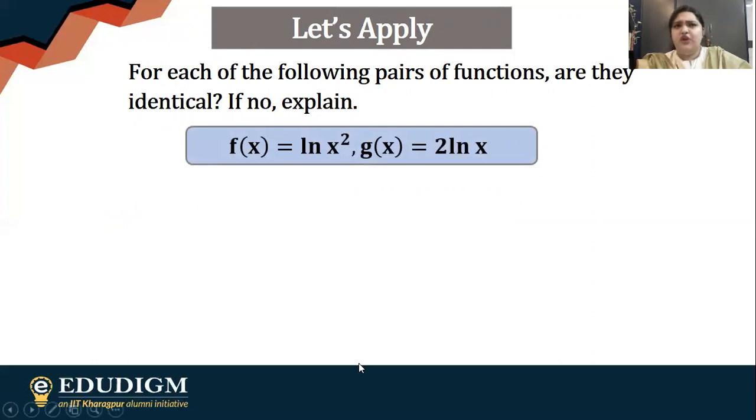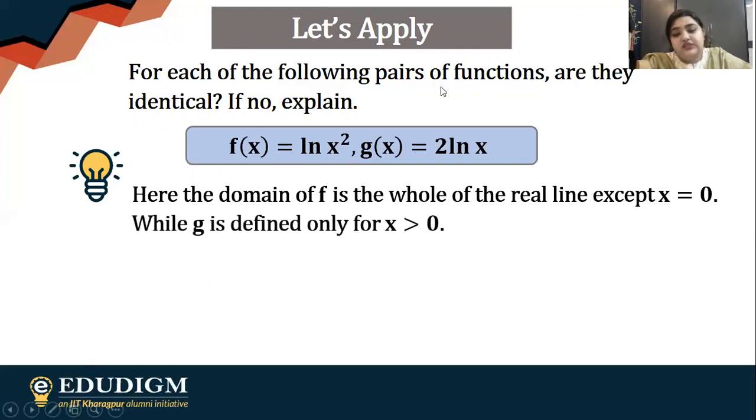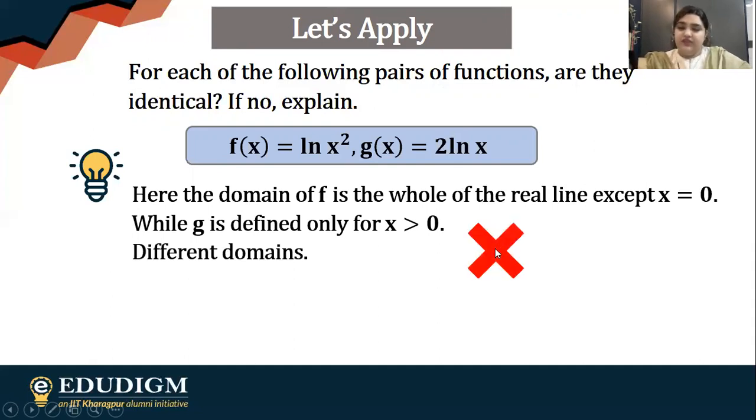Another example. On many occasions while talking about the properties of logarithm, we write log of x square as 2 log x. So apparently you might feel that they are the same, but let's see. Whenever you have ln x square, you can have any input of x except 0. You need the logarithm of something, and that something has to be positive. So you cannot take 0, otherwise it's perfectly okay. But if you consider the next one, ln x, it has to be defined only for x greater than 0. So you understand that they have different domains. So they're not identical.